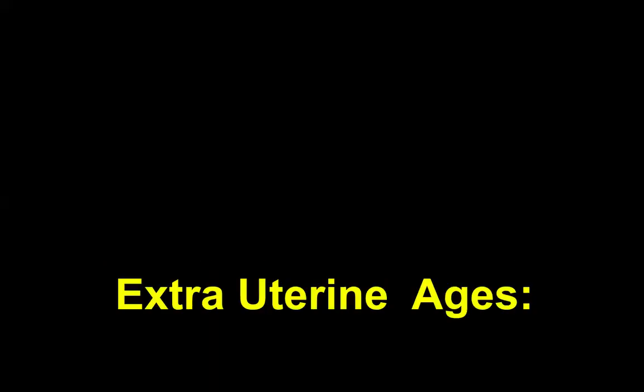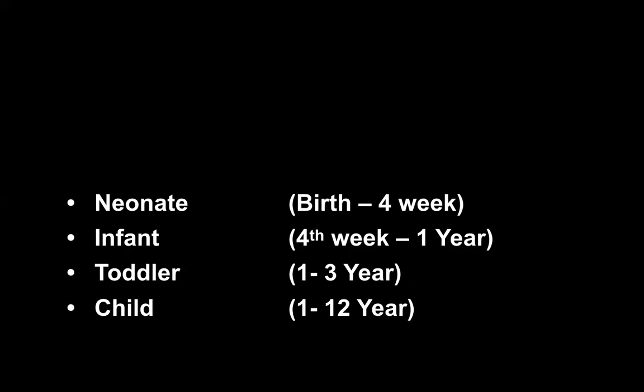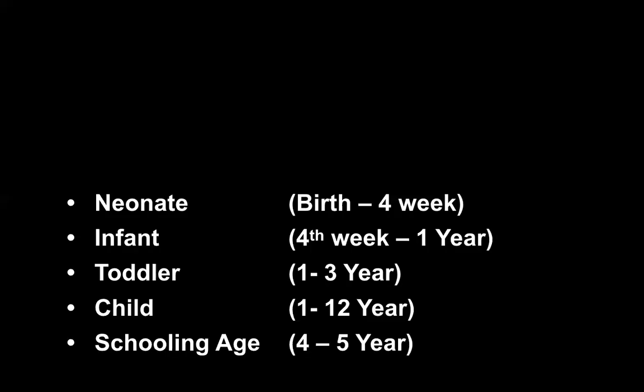Now we talk about the extrauterine ages. Neonate is from birth to 4th week, infant from 4th week to 1 year, toddler from 1 year to 3 years, and a child from 1 year to 12 years. Then school-going age is from 4 to 5 years, and adolescent is 12 to 16 years.